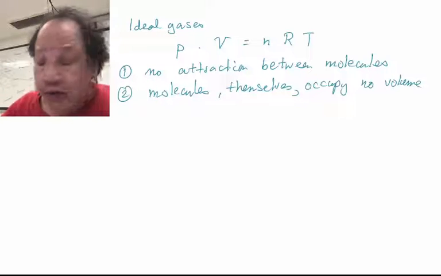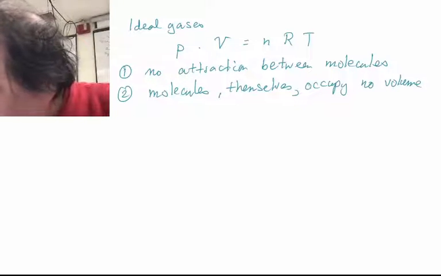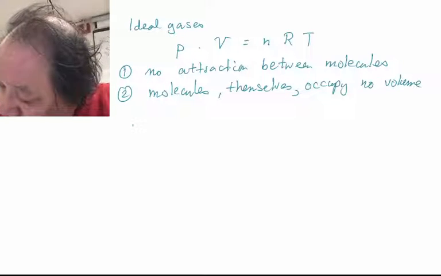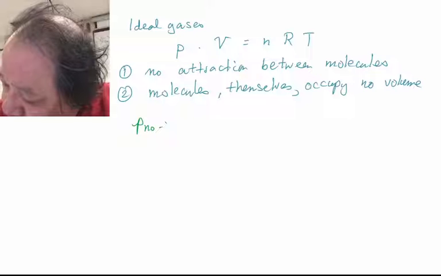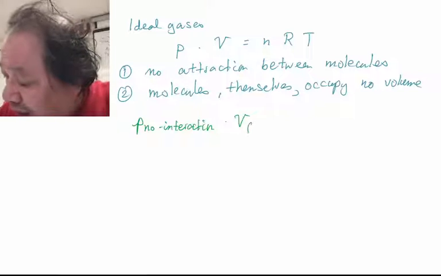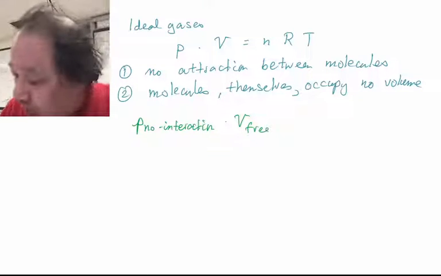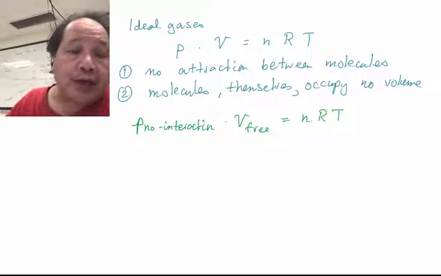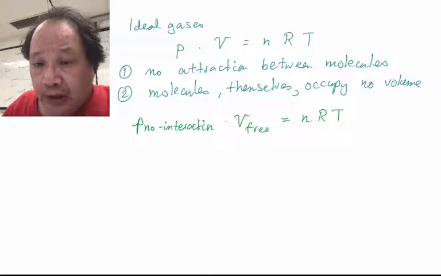So the equation PV equals nRT is more properly written P, no interaction, no attraction, times the free volume, the volume between the molecules, is equal to nRT. How does that understanding change our gas equation?